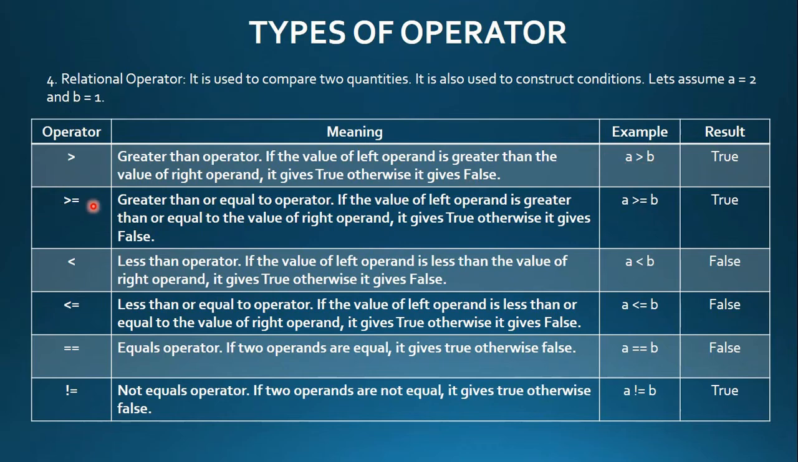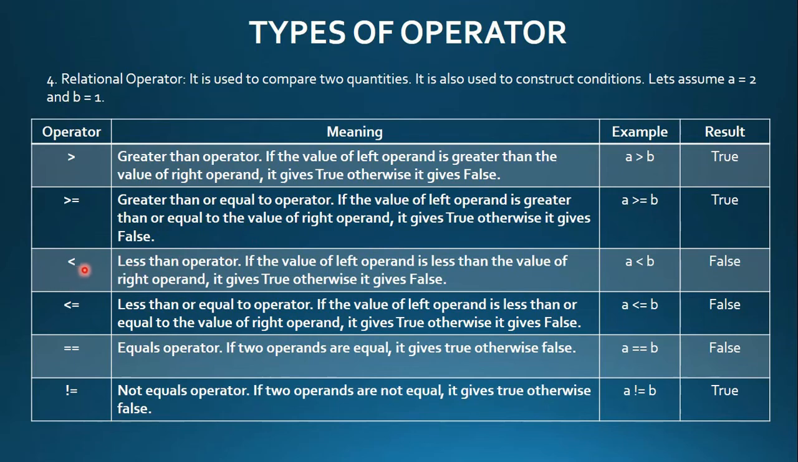Next one is greater than or equals to operator. If the value of left operand is greater than or equals to the value of right operand, it gives true. Otherwise, it gives false. In the example A greater than or equals to B, it is also true because 2 is greater than 1. And if the value of both A and B is 2, then what will be the result? The result will be true. But in the previous statement, if the value of A and value of B is 2, then it will return false.